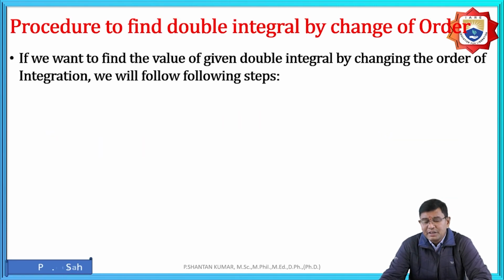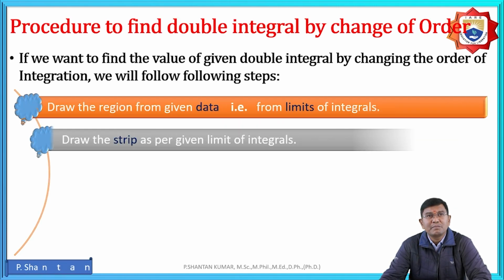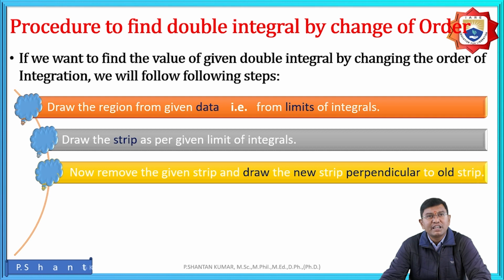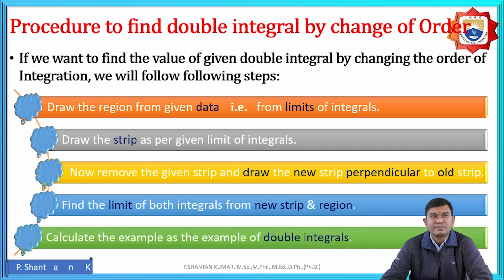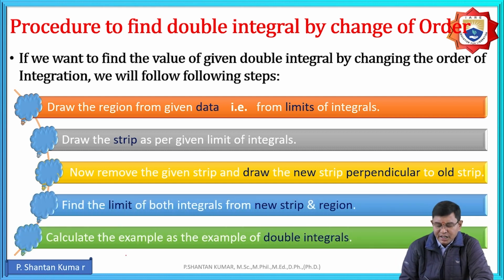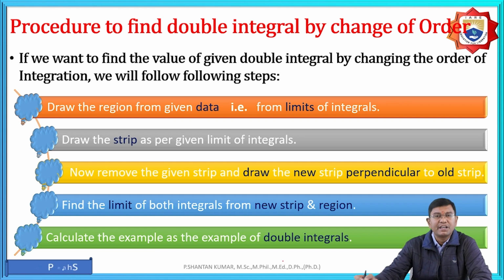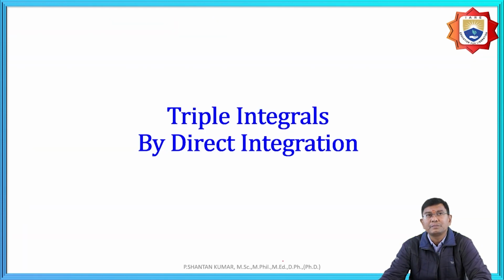Here also, changing the order of integration means first of all drawing the given curve from the given limits, and again drawing the strips as per the given limits of integration. After that, we need to change the strip parallel to the x-axis to parallel to the y-axis and the strip parallel to the y-axis to parallel to the x-axis, and again calculate, as in the examples of double integration based upon the given problem.